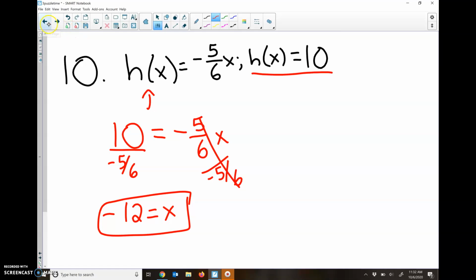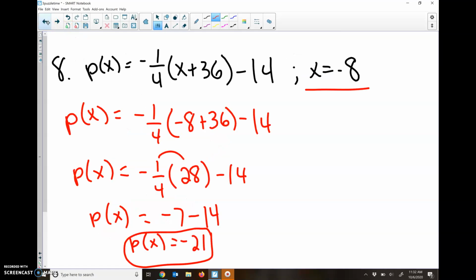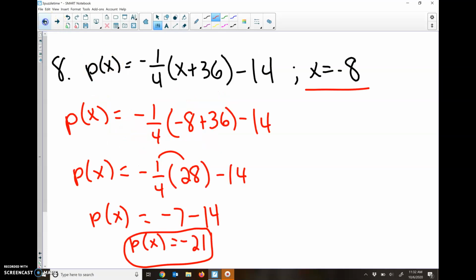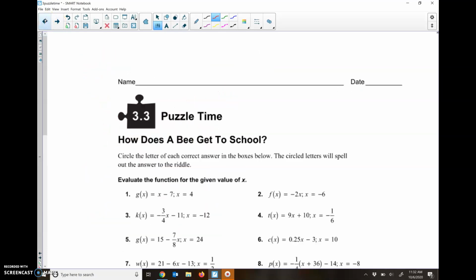So again, remember the difference: the last two said r of x equals and h of x equals, so I solve for x. The first two said x equals and x equals, so I solve for p of x and I solve for f of x. And so then the answer to our joke, how does a bee get to school?